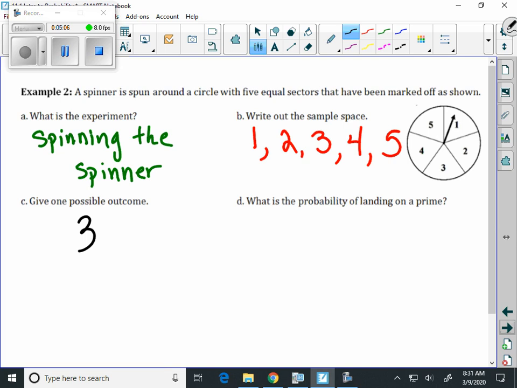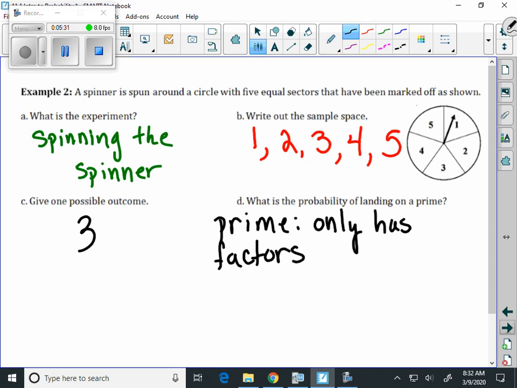But here's the probability here on part D. What is the probability of landing on a prime? Well, first of all, we need to refresh our memory with regard to prime numbers. And a prime number means that it only has factors of 1 and itself. So if you need to write that down, only has factors of 1 and itself.